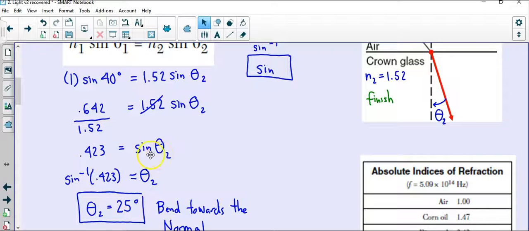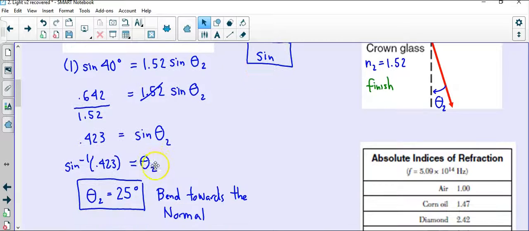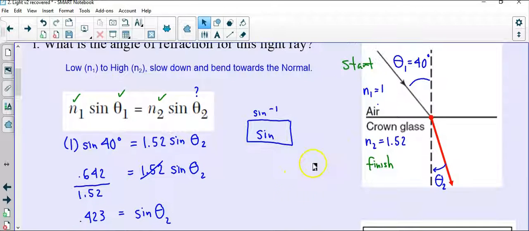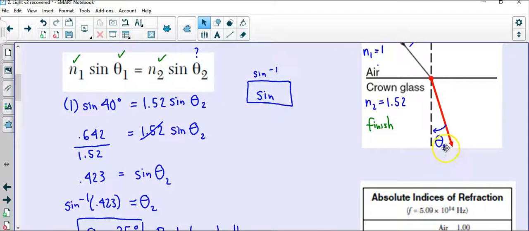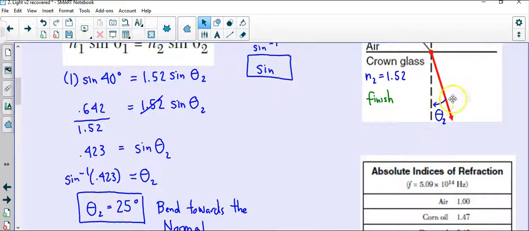To separate the sine from the theta, you have to use the arc sine function. Take the arc sine of both sides, and you get 25 degrees. And what arc sine means is the following. The angle whose sine ratio is 0.423, and that happens to be 25 degrees. This ray of light is incident upon this air crown glass surface at 40 degrees, but once it crosses the boundary, it now travels at 25 degrees to the normal.